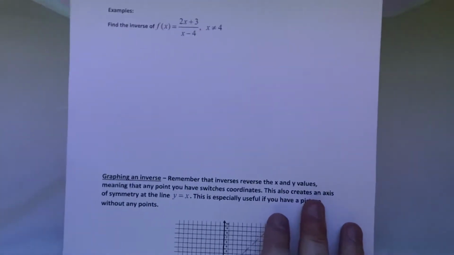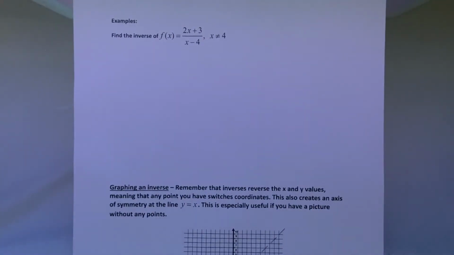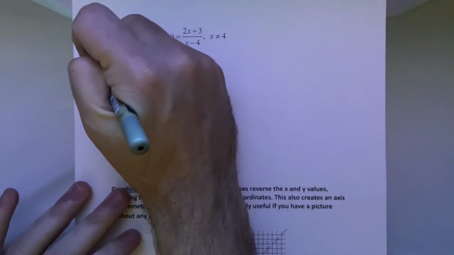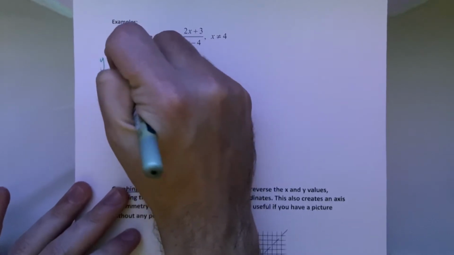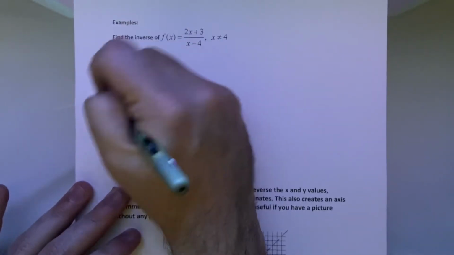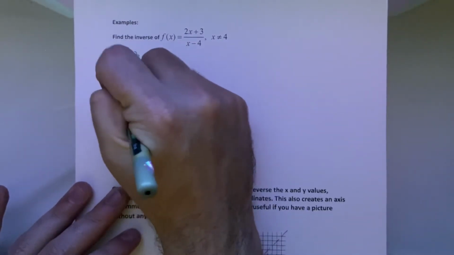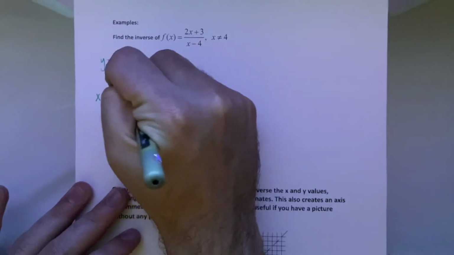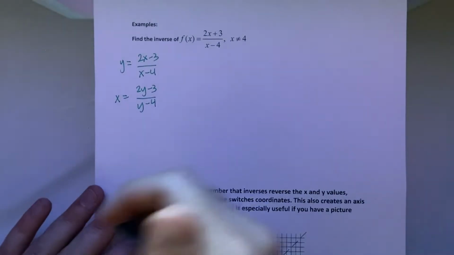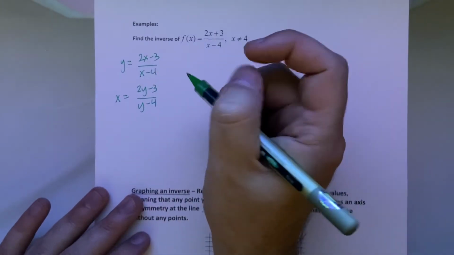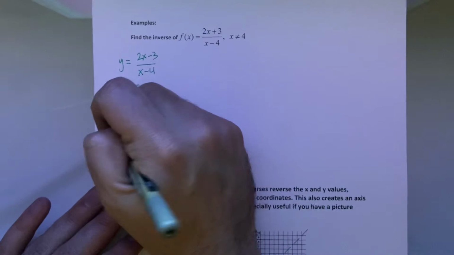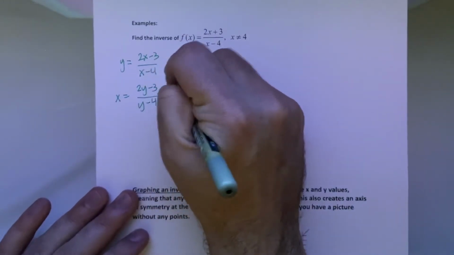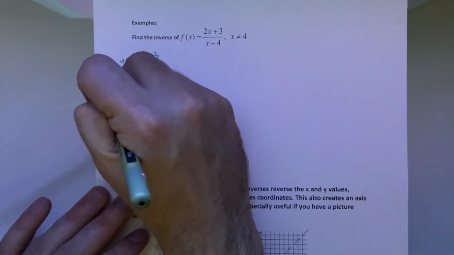I didn't ask you to check that it's capable of having an inverse. I just asked you to find the inverse. So if we have y equals 2x minus 3 over x minus 4, if I switch the x and y's, I'm now going to have 2 y's: 2y minus 3 over y minus 4. So to solve for y, I'm just going to clear the denominators. We know y can't be 4. We knew x couldn't be 4 before. So multiply by y minus 4 on both sides.